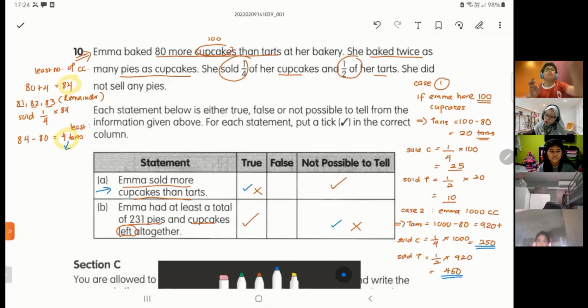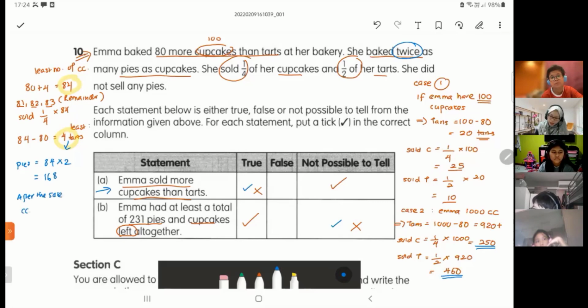Then they say she also baked twice as many pies as cupcakes. So pies will be twice the cupcakes, 84 times 2. Cupcake is 84, then times 2, because pies is twice. So this will be 168. After the sale, the number of cupcakes left will be 3/4 times 84. You know how I get my 3/4? I take 1 whole minus 1/4. I get 3/4 equals 63.